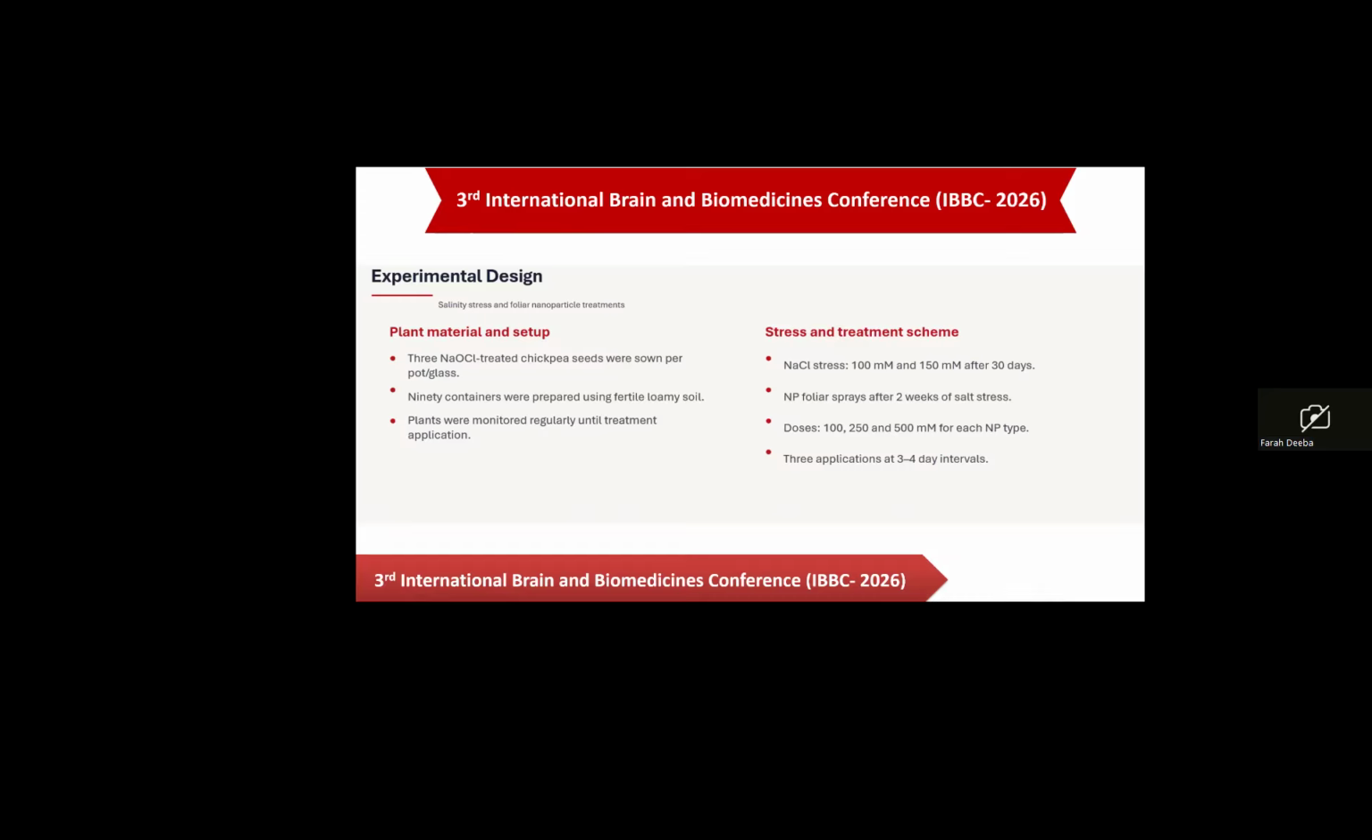Healthy chickpea seeds were used for the plant growth. They were surface sterilized and sown in plastic pots containing fertile loamy soil. Plants were grown under controlled conditions and they were monitored regularly. Then salinity stress was applied using two concentrations of sodium chloride, which include 100 millimolar and 150 millimolar. After salinity treatment, nanoparticles were applied as foliar spray at different concentrations. This design helped to compare normal growth, salt stress plants, and nanoparticle treated plants under the salinity stress.